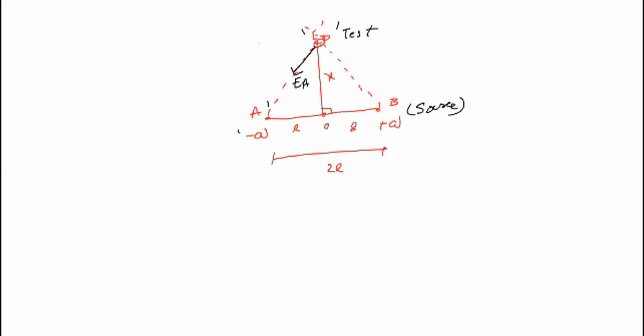So what will happen? It will try to ripple, so ripple in the same direction of the ripple again. So this is your EB. Okay, this is EA and EB.